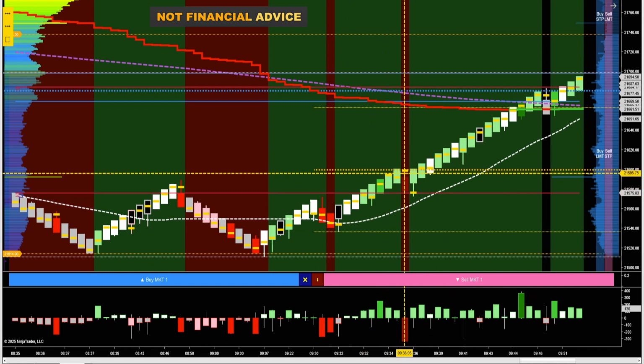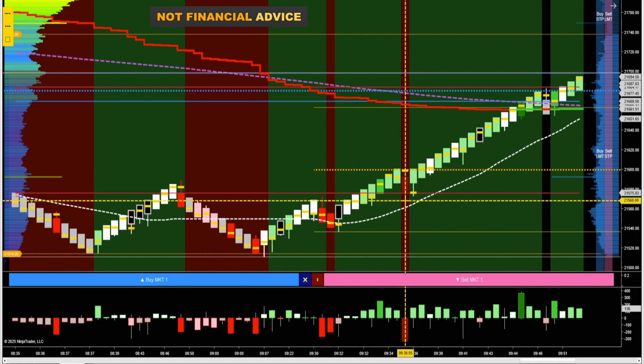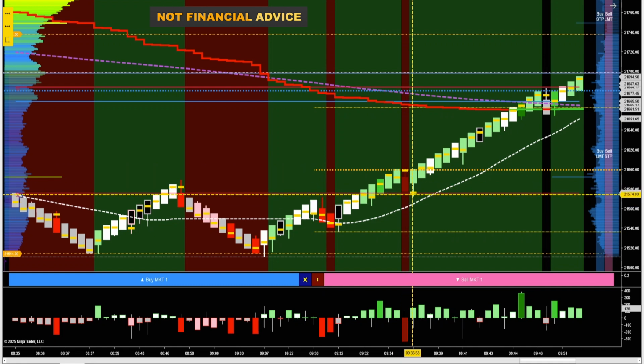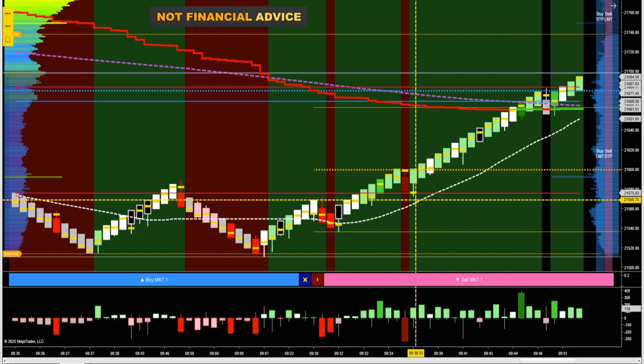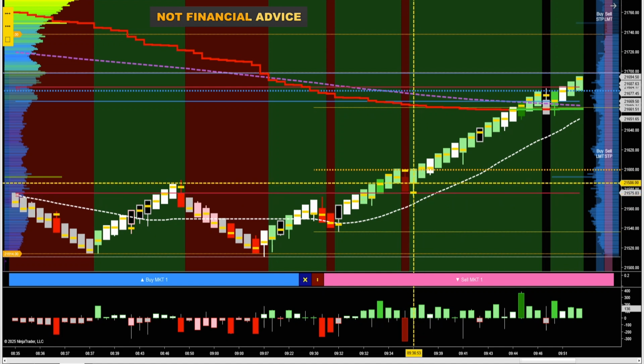Here we've got point of control drawn up into this wick. We're right at the S1 pivot. I'd like to see price move below the S1 pivot. Then we got the 20 SMA right here. We don't get any follow-through confirmation there.